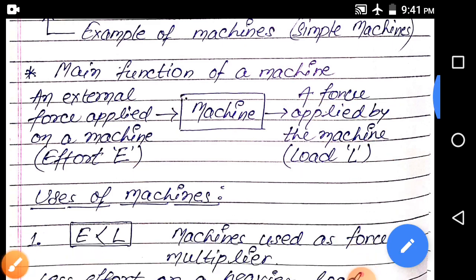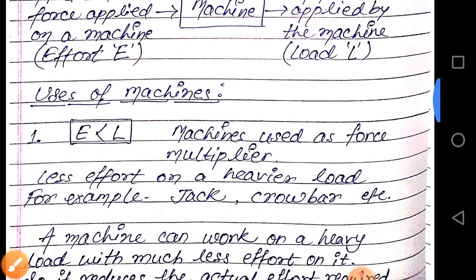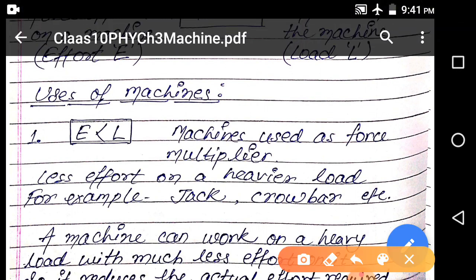Now come to the uses of machine. By comparing the values of effort and load, we can discuss the uses of machine. The first use we consider is when the effort is less than the load. Suppose a jack lifts a car. Here the effort given by us is very less as compared to the load. Here load means the weight of the car.